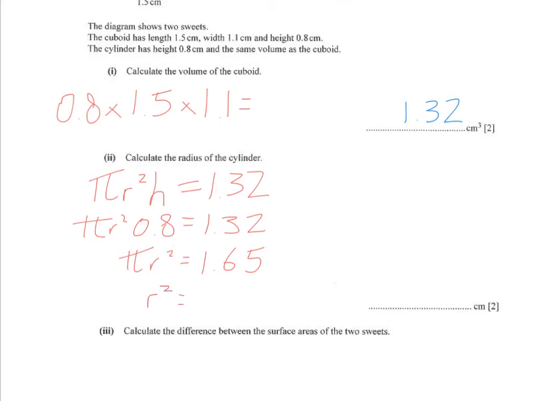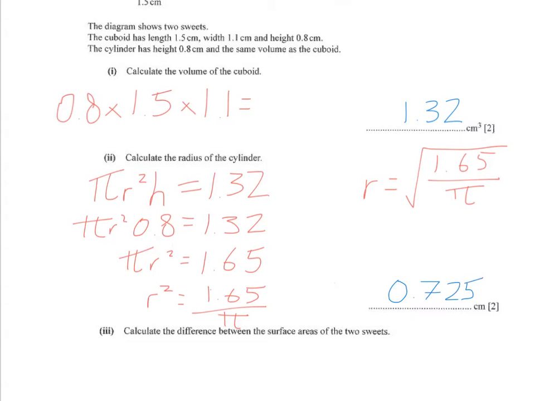So r squared is going to be 1.65 over pi, not the actual answer because we want to know r, so I'm going to have to square root that whole lot, 1.65 over pi, which doesn't give us an exact answer. It gives us 0.725 centimetres. That's 3 significant figures.